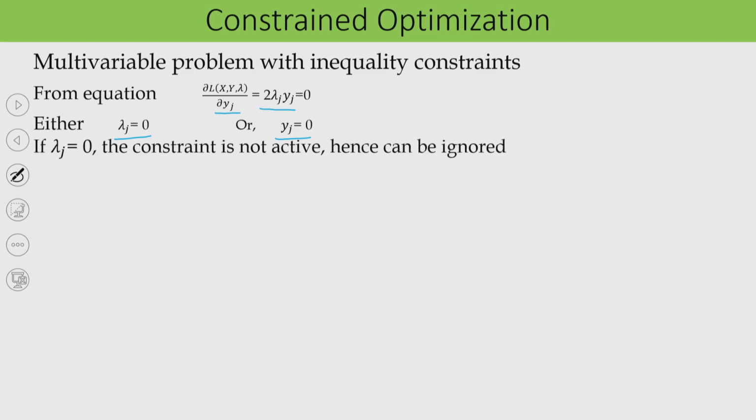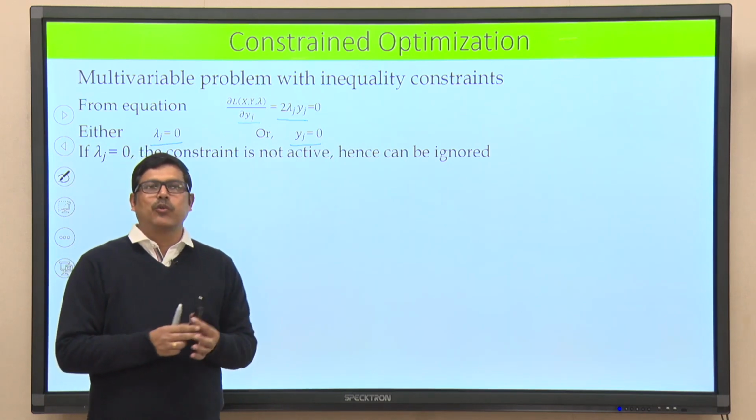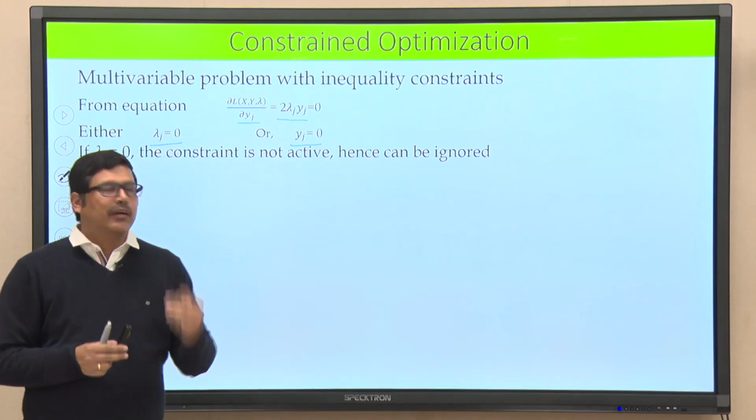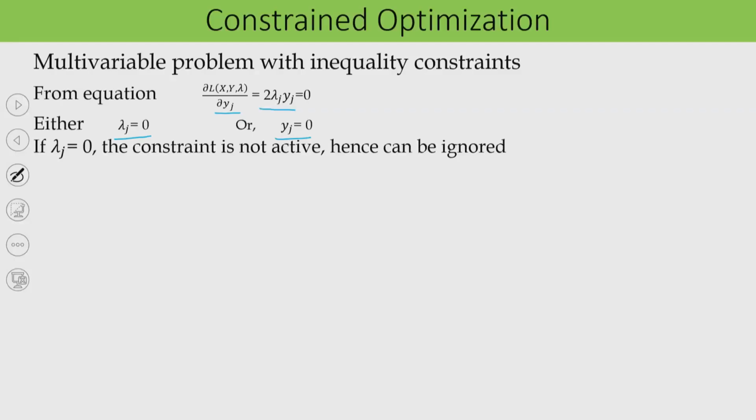If lambda j is 0, the constraint is not active, hence it can be ignored. If lambda j is 0, that means y has some value. If y is not 0, the constraint is basically not an active constraint. The solution is not on that particular constraint. Therefore, we can ignore those constraints.